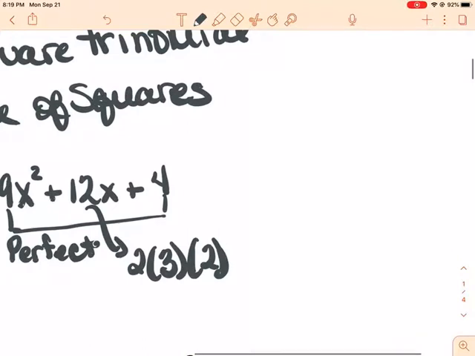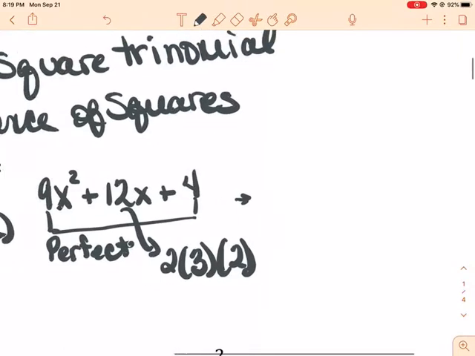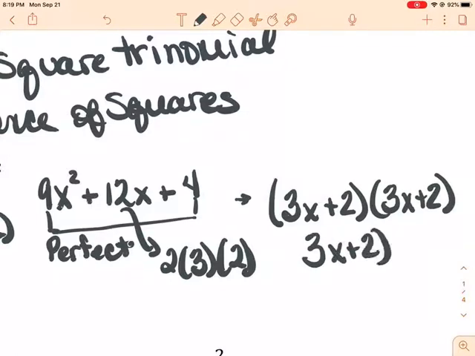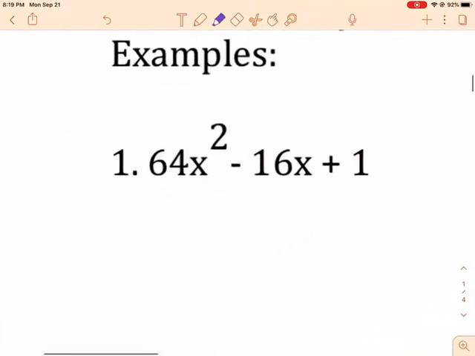Now, to factor them, we can do it the long way, but if we recognize these as perfect square trinomials, they are the same thing written twice. Or you can write it as 3x plus 2 quantity squared. Now it's plus because the 12 has the plus sign. All right, so let's take a look at these.